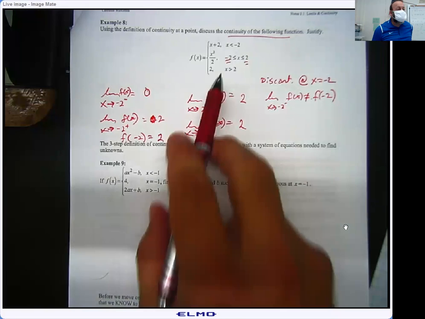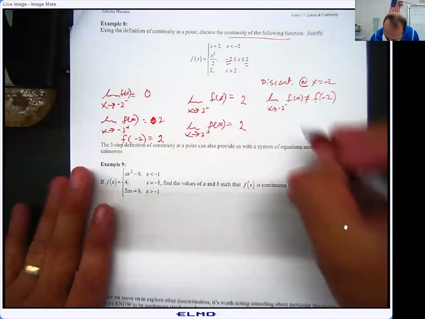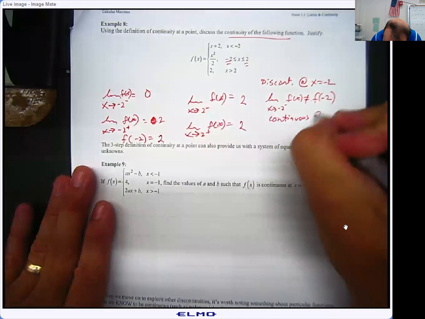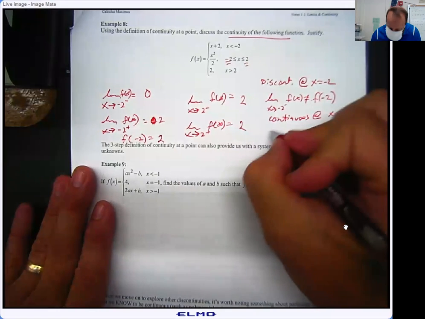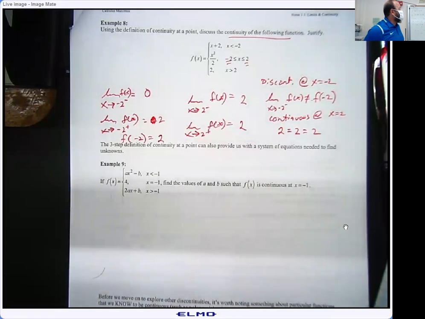How about at 2? Okay, and it is continuous at 2. And again, the reason why, because I suppose we could just be cheap and easy, and we could say because I tested it and 2 = 2 = 2, or we could say the limit from the left is the limit from the right is the same.